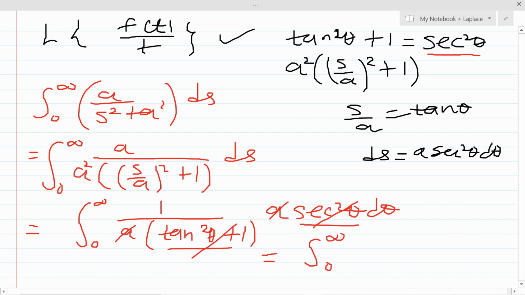We are just maintaining the limit. We won't change it because we will change the variables back to s. Okay, so you get 1 d theta. So everything here has now been simplified as this. Okay, so let's clean everything and find the integral.